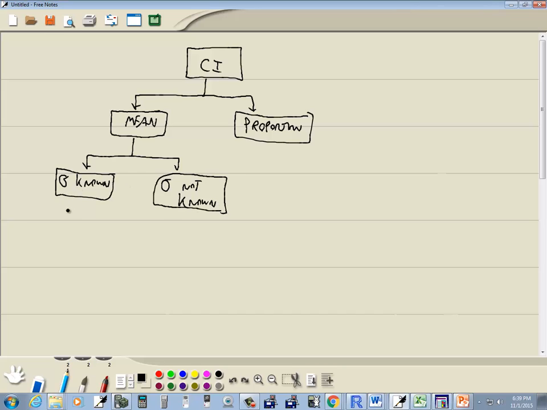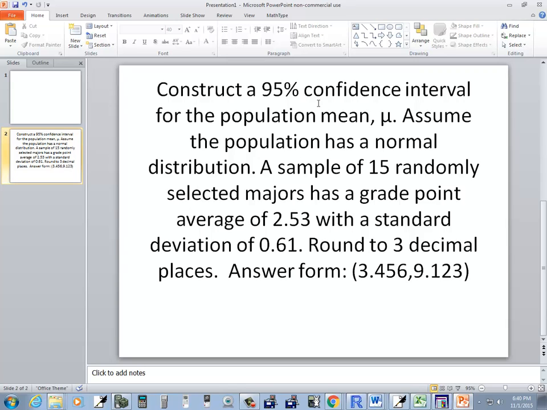Now, if sigma is known, then we're going to use a z interval. And if sigma is not known, we'll use a t interval. So when you're reading a problem dealing with the confidence interval about the mean, you really have to look for sigma. That's your whole driver. Okay, construct a confidence interval for the population mean. So that's what tells us we're over here.